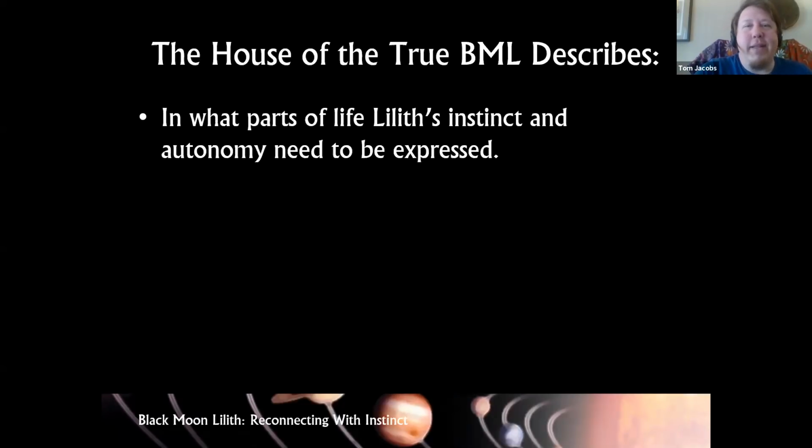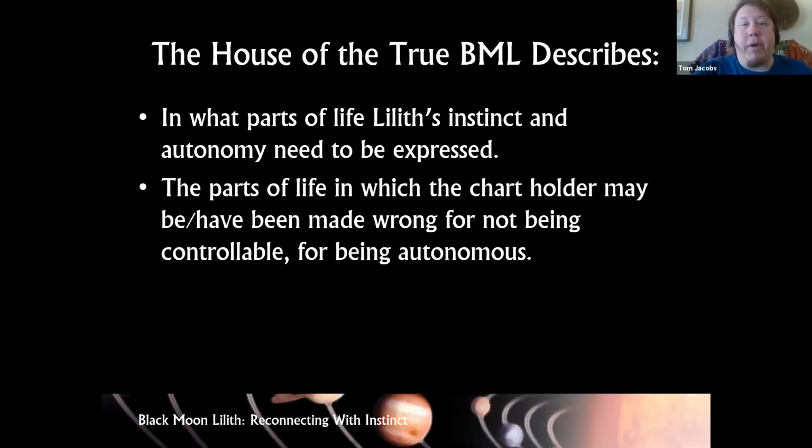No, you're not. Okay, so the house of the true black moon in any chart describes in what parts of life Lilith's instinct and autonomy need to be expressed. The parts of life in which the chart holder may have been made wrong for not being controlled or controllable, or being made wrong for being autonomous, being made wrong for honoring instinct, for being that unique individual who says, no, I actually can't eat meat anymore, or I have to eat meat now. You know, kind of listening to the body in ways that might remove one from feeling accepted in a social circle or a family, like these kinds of changes.